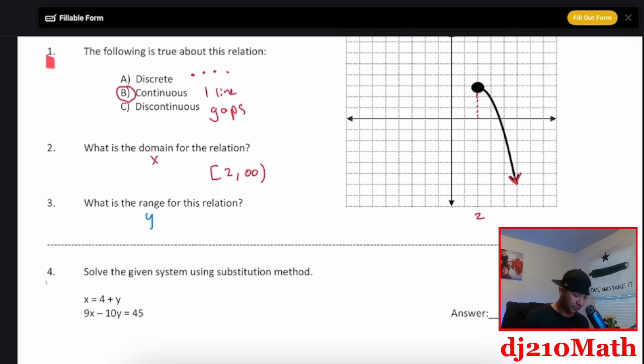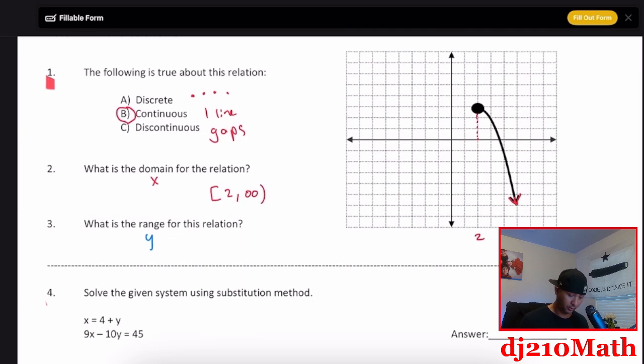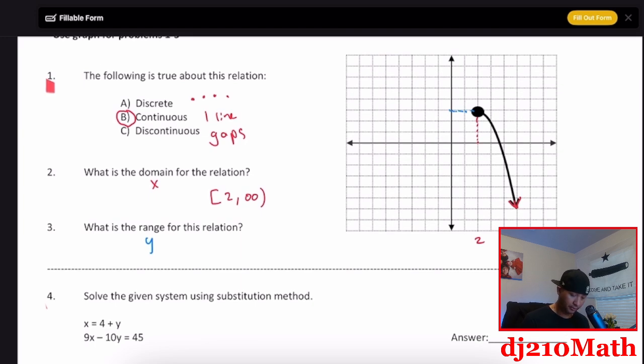The range, that's the y values. So we're looking at the y value. So we'll call this +3. So it's 3 bracket because it's a closed circle. And goes towards -infinity. Oh, but look, it goes down. So it always comes from -infinity. The arrow is going down towards -infinity in terms of y.